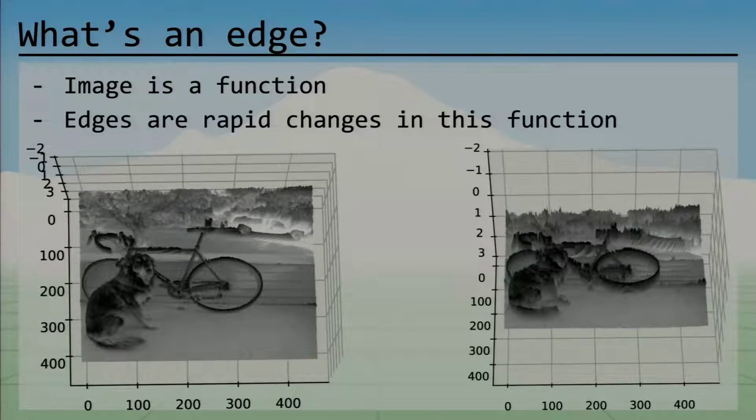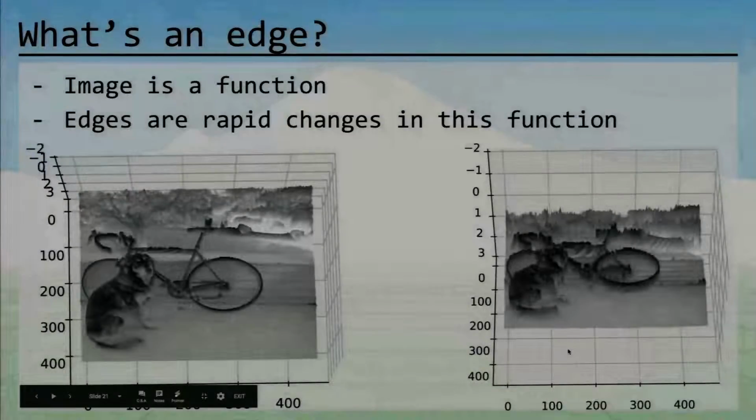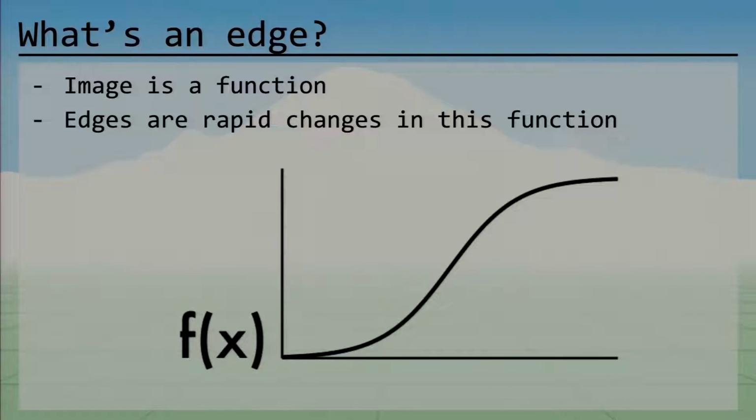And edges in this function are just areas of rapid change, basically. So you can really see it when we start plotting this stuff out in 2D. The edges of the wheel and of the components of the bicycle are really apparent, especially in the picture on the right here. We can see the areas where this function is changing really rapidly are the things that we think of as edges.